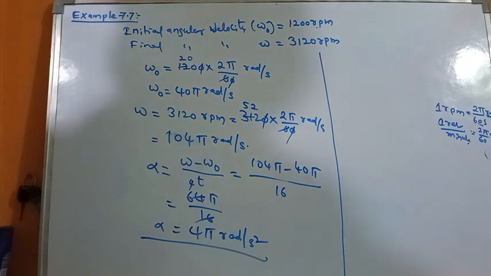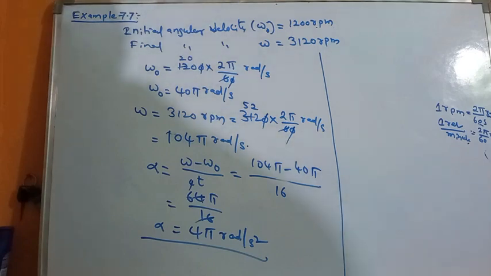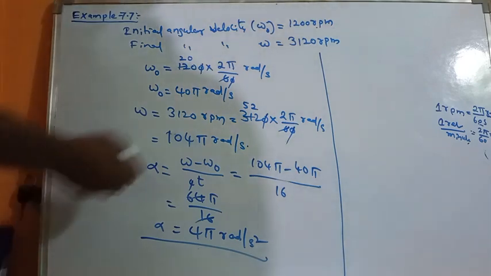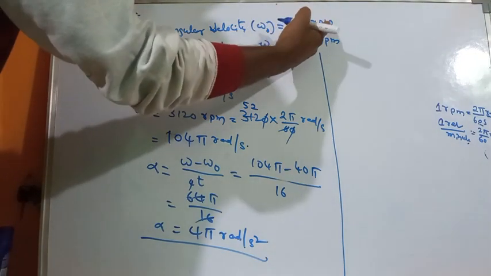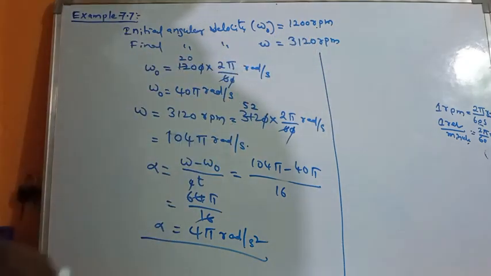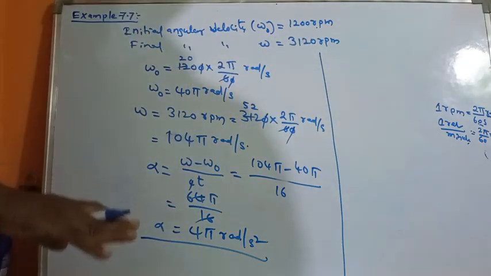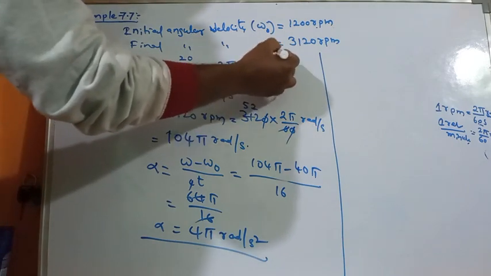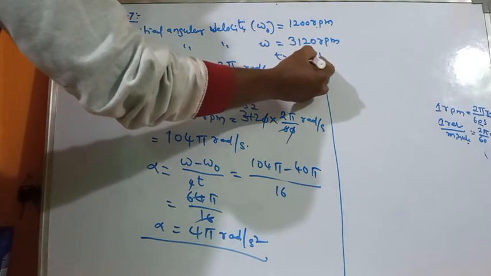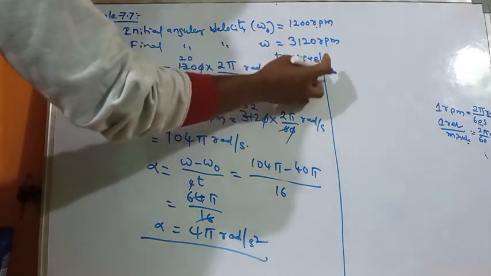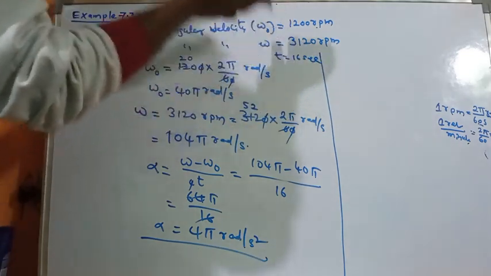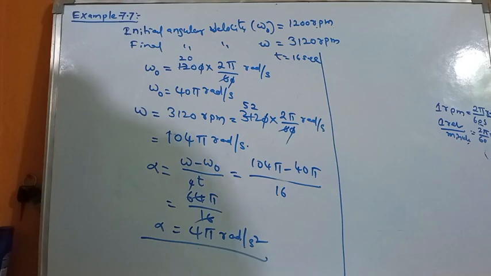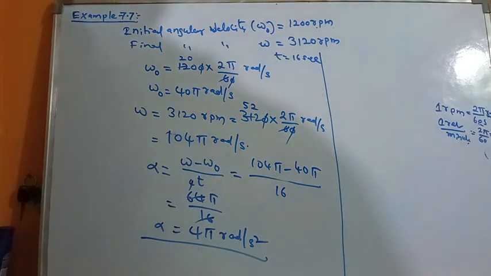Okay, so actually they want to know how many revolutions the engine makes during this time, while changing from 1200 rpm to 3120 rpm. It completes some revolutions in that interval of time, which is given here: time is equal to 16 seconds. In these 16 seconds, how many revolutions are completed? That is what they want here.